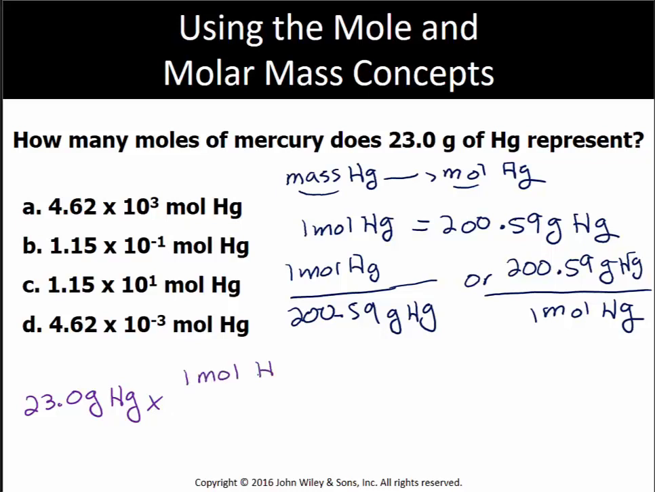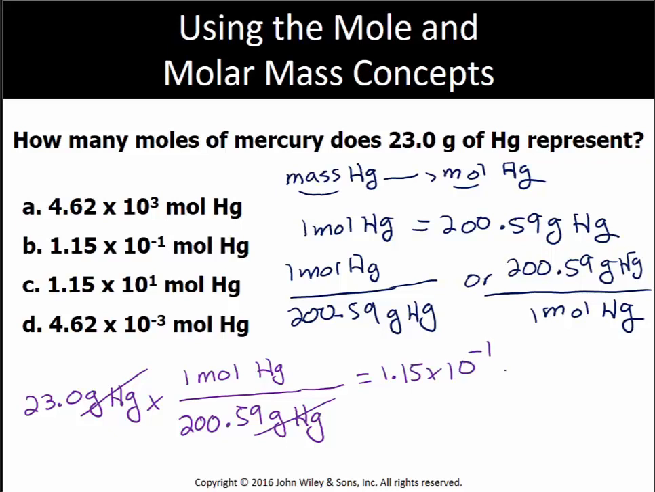So 1 mole of mercury is 200.59 grams of mercury. So grams of mercury cancel out. And you want your answer in 3 significant figures. So this is 1.15 times 10 to the negative 1 moles of mercury, which is B.